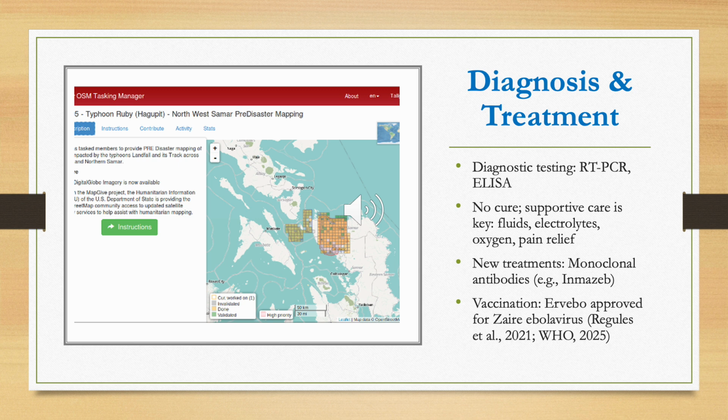Promising therapies like monoclonal antibodies, such as Inmazeb, have been shown to reduce mortality in clinical trials. Additionally, the Ervebo vaccine, which is effective against the Zaire strain of the virus, has been approved and is being used in outbreak-prone areas, such as Africa. Even though these developments are encouraging, accessibility and rapid deployment remain significant challenges.